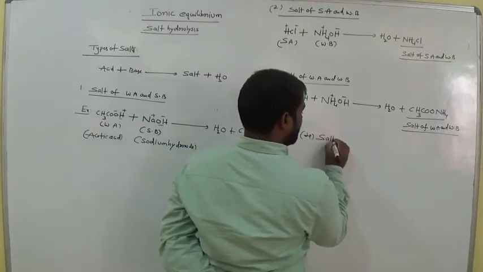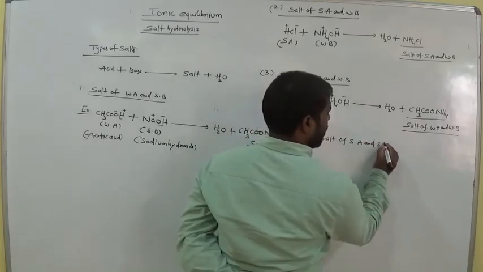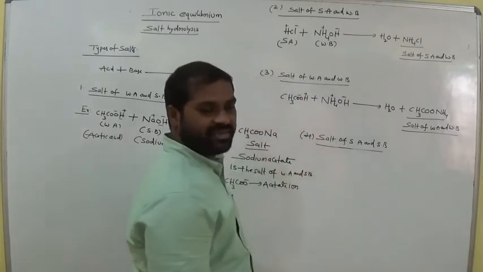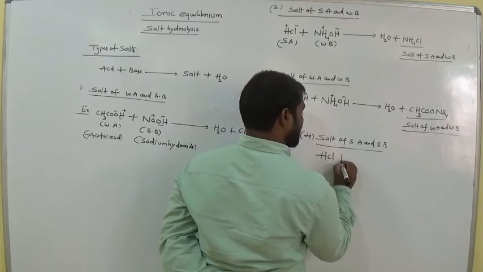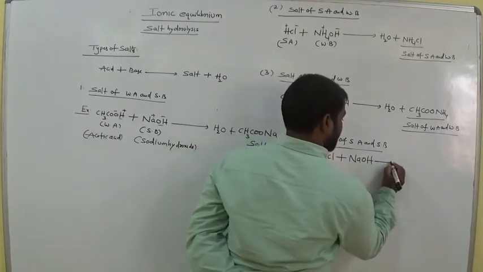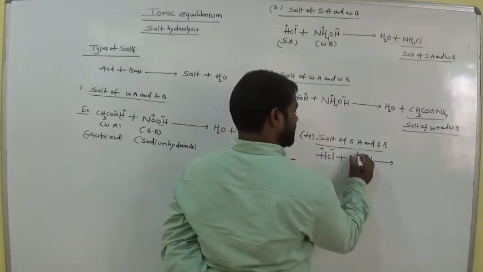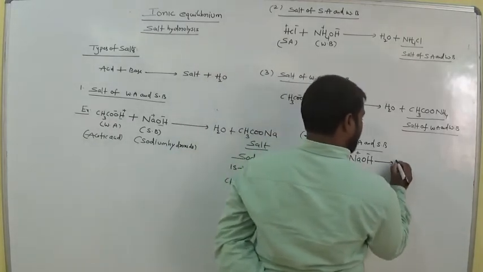salt of strong acid and strong base. Clear? Salt of strong acid and strong base. So give me one example for strong acid: HCl, hydrochloric acid. Strong base means NaOH, sodium hydroxide. Clear? So now what about this? Here it is plus and minus. Clear? So Na plus Cl minus, NaCl.